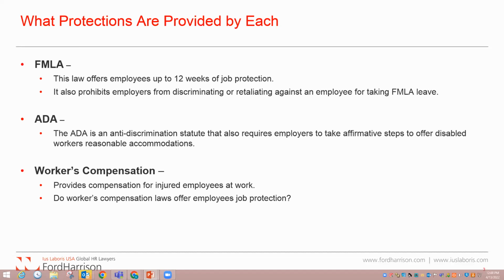Workers' compensation, the easiest perhaps, provides compensation for injured employees at work. And while the workers' compensation laws of each state, with I believe the exception of California, don't mandate that an employee be returned to the same job if he or she is off for a significant period of time outside of FMLA, say 6 months, the laws are clear in every state that I'm aware of that you can't retaliate against an individual for having exercised their rights under their workers' compensation law.